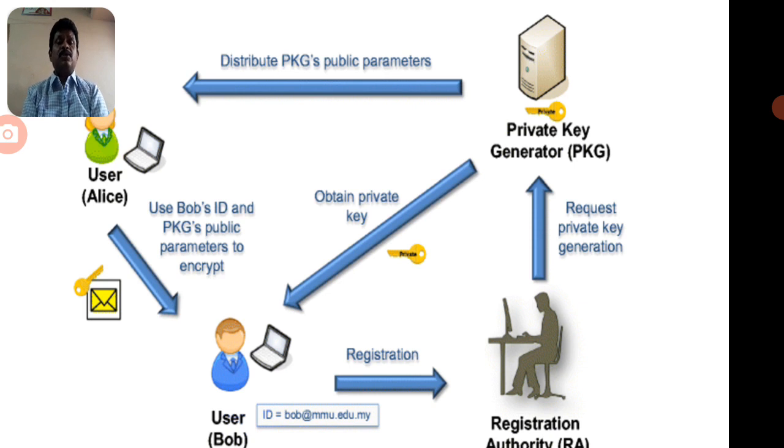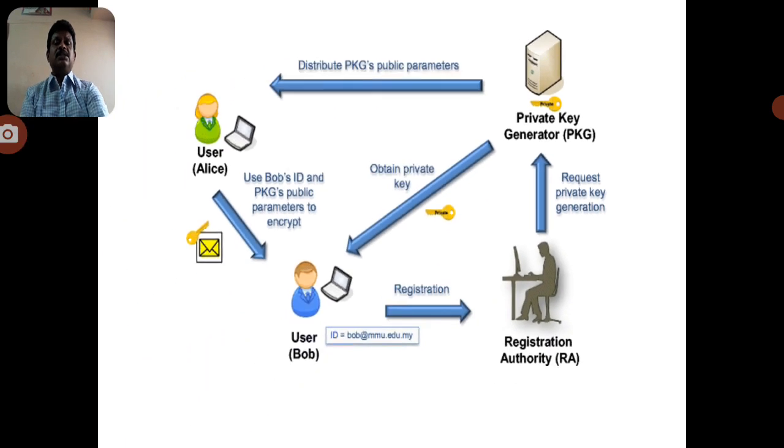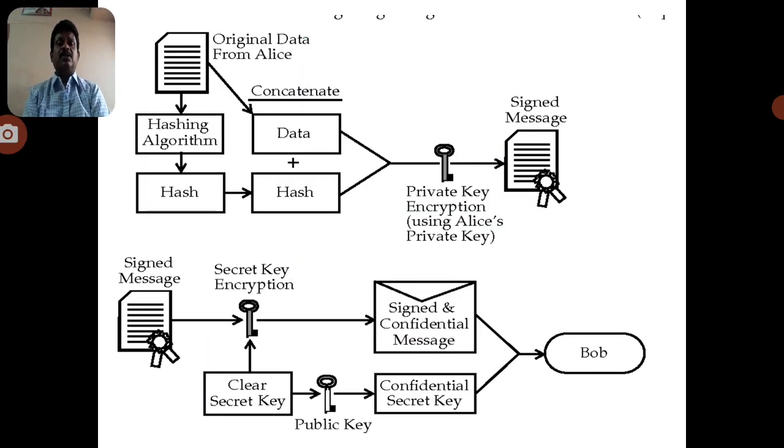In this whole process we can observe how we request the authority. The authority itself generates the private key and sends it back to the particular user. So here this is the public key authority. Now you can observe how the public key infrastructure can be used.